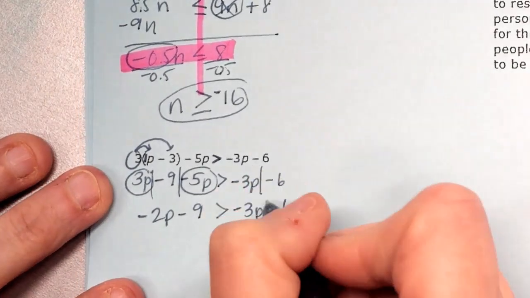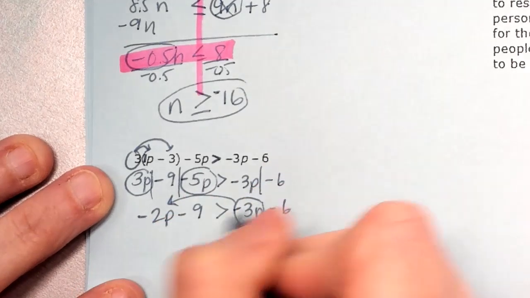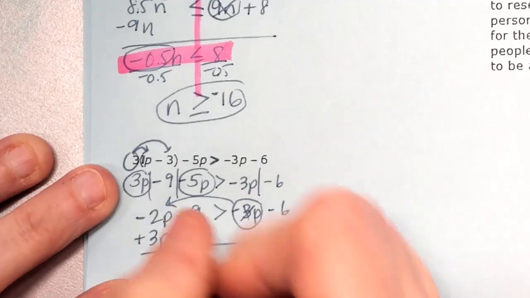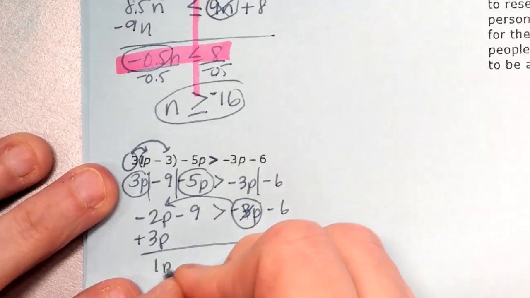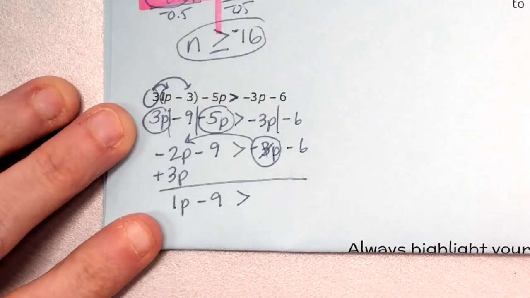Now I'm ready to start moving my stuff around. I want to get all of my variables on the left side, so I move that over there. It becomes positive 3p. Negative 2p plus 3p is 1p. I keep saying p. I'm sorry. I am so immature, and I'm sorry that just happened.